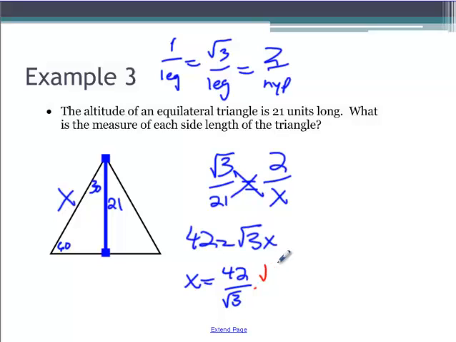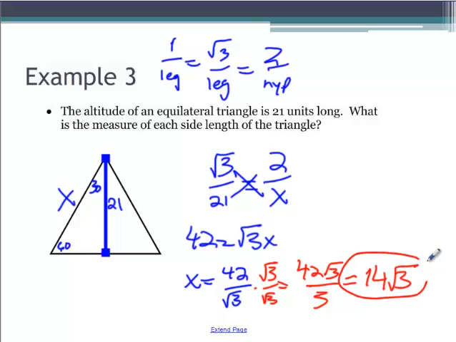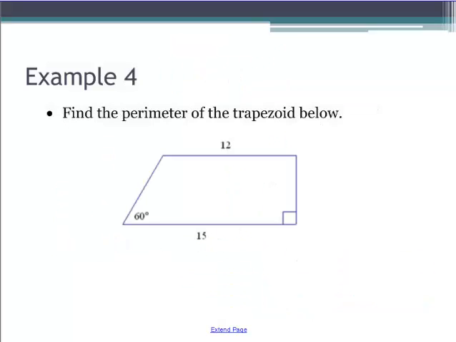Now we know we can't end like that, so 42 square root of 3 over 3. If it can simplify, we need to simplify it, and it actually can. 42 divided by 3 is 14. So we have 14 square root of 3, and we're looking for just each side. We did one of these with the 45, 45, 90 triangles. Now we're going to do the same thing with the 30, 60, 90 triangle.